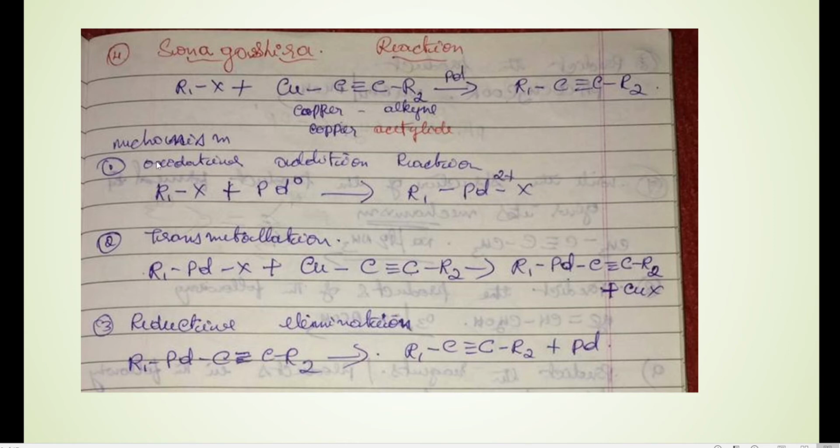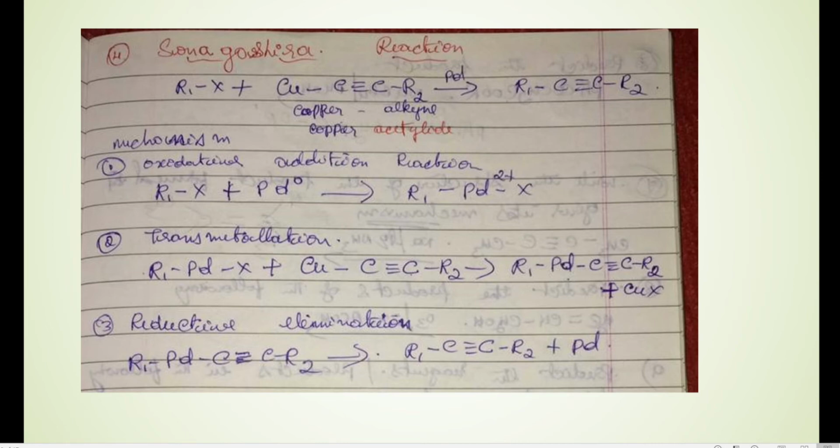So how is the mechanism? First step is oxidative addition reaction. So you have to take R1X in the presence of palladium catalyst. Palladium is in the oxidation state 0. Now what happens? The palladium gets added here because it's oxidative addition reaction. So we get R1PdX, palladium goes to plus 2 oxidation state. What is the next step? Next step is a transmetallation.